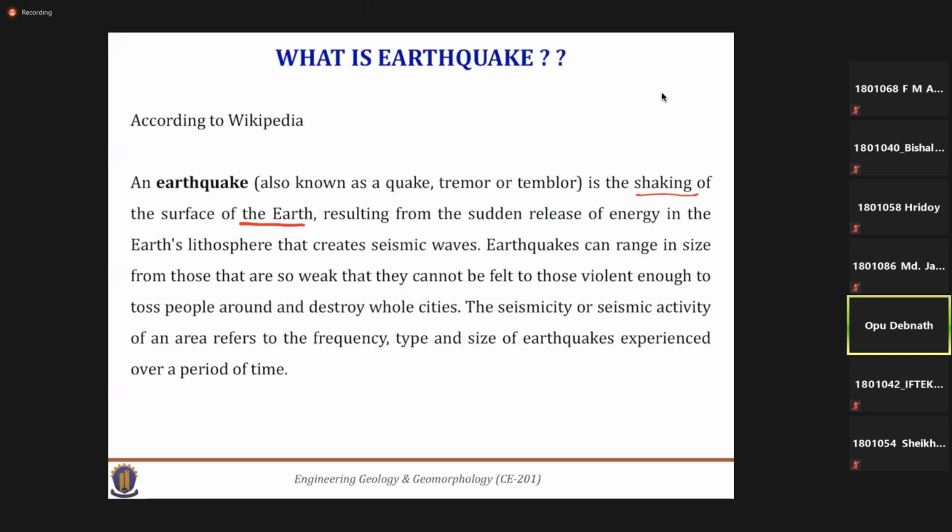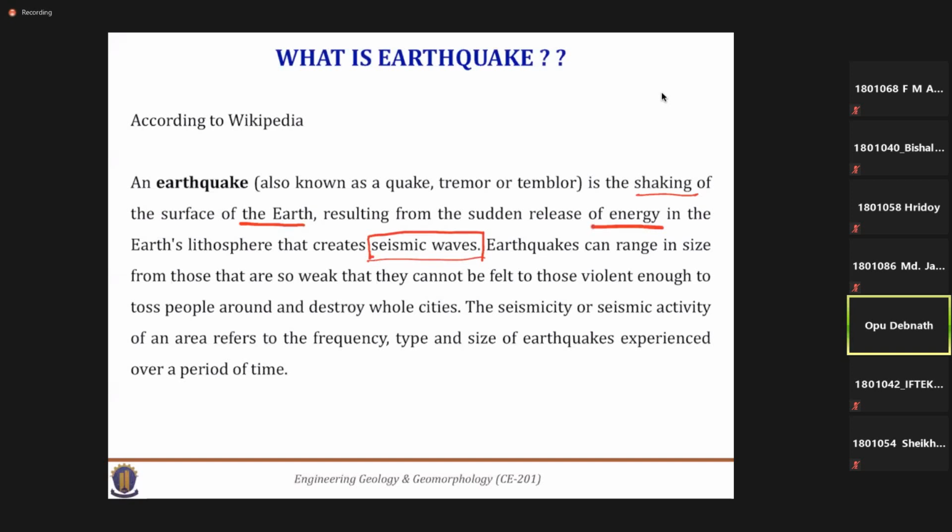So the next question: what is the source of the energy? Or what is the reason behind this sudden shaking of the earth surface? So this is due to the sudden release of energy in the earth's lithosphere that creates the seismic wave. Basically, the earthquake is felt due to seismic wave. So consecutively we'll know how the seismic wave is generated, and how many types of seismic waves are working behind an earthquake.